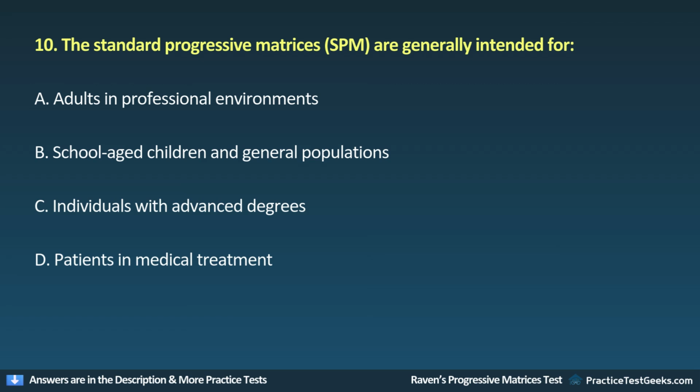10. The Standard Progressive Matrices, SPM, are generally intended for A. Adults in professional environments. B. School-aged children and general populations. C. Individuals with advanced degrees. D. Patients in medical treatment.